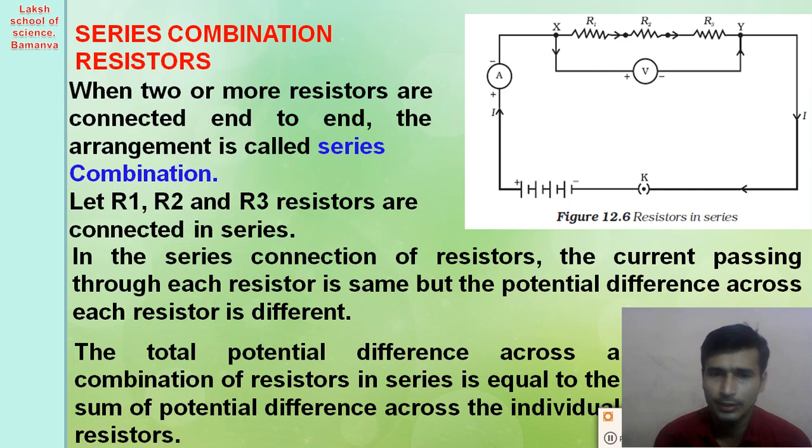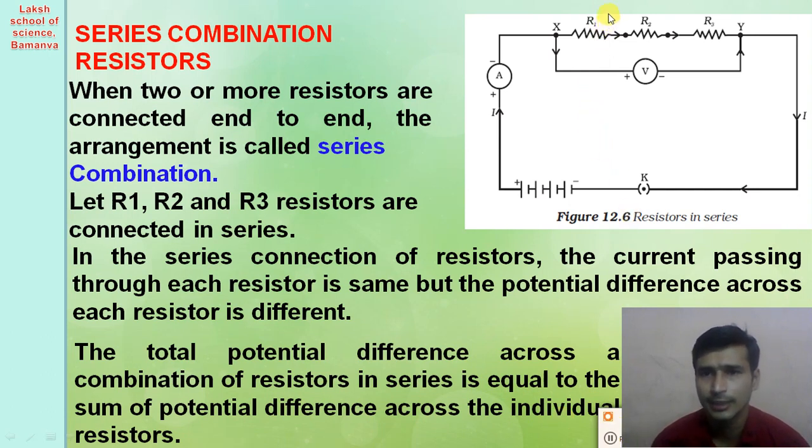When two or more resistors are connected in series, the current passing through each resistor is the same, but the potential difference across each resistor is different, and the total potential difference across the combination of resistors in series is equal to the sum of the potential differences across the individual resistors.